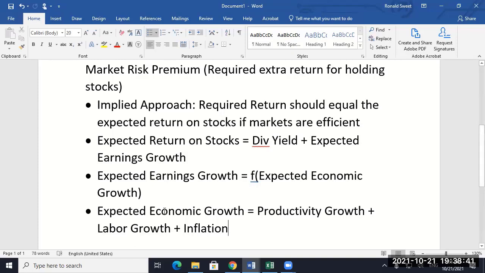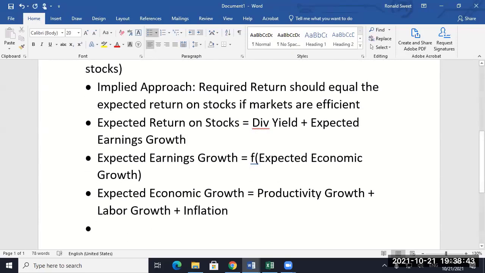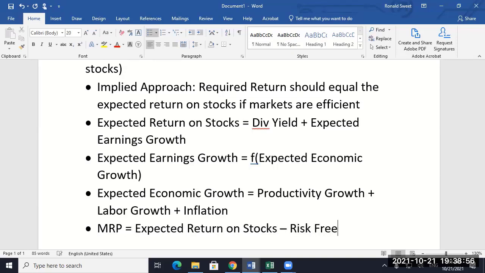All right. And so once you have that, then you have your expected return on stocks, and your market risk premium is going to be the expected return on stocks minus the risk-free rate. You got your number. All right. So how much more do you need on stocks above the risk-free rate to induce you to hold stocks in general, not your particular company?